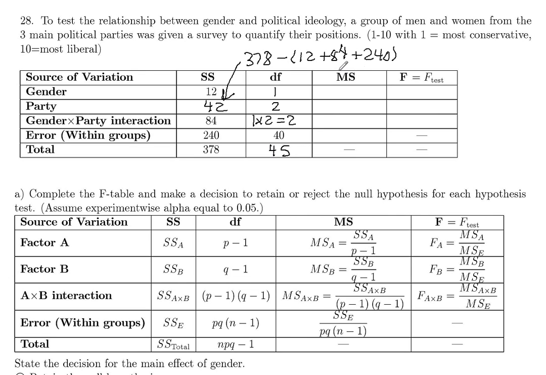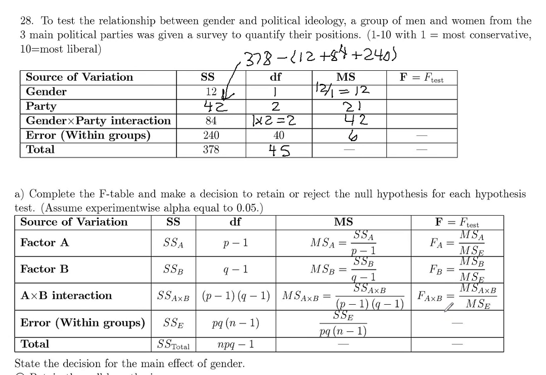And then you get the mean square, this column here, by dividing sum of squares by degrees of freedom. So you take the first column, divide by the second to get the third. So 12 divided by 1 is equal to 12. 42 divided by 2, 21. 84 divided by 2, 42. 240 divided by 40 is 6.